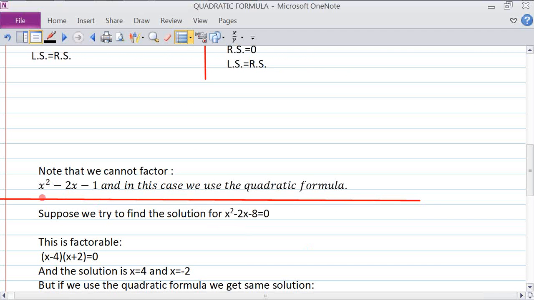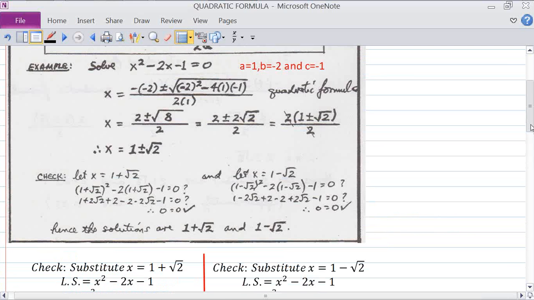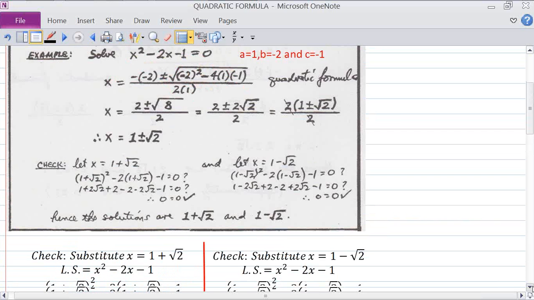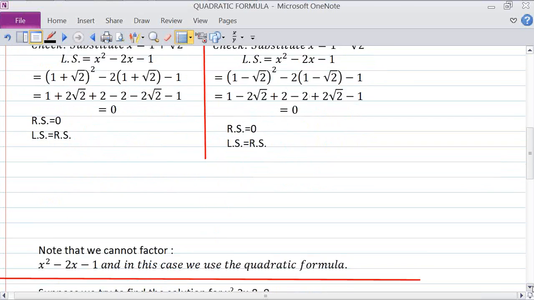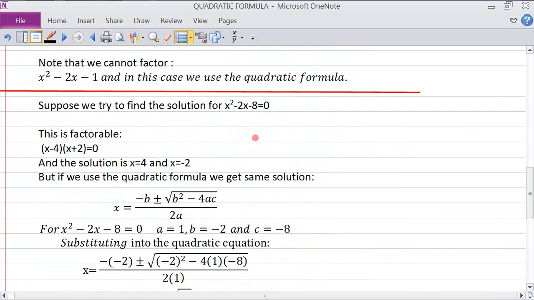Note that we can't factor x squared minus 2x minus 1, and in this case we use the quadratic formula. So we can't factor this, and as a result, to solve it, we use the quadratic formula. When you can't find the roots, then you use the quadratic formula. Now let's take this example here, a separate example. This is factorable, and we don't need the quadratic formula to get the solution.